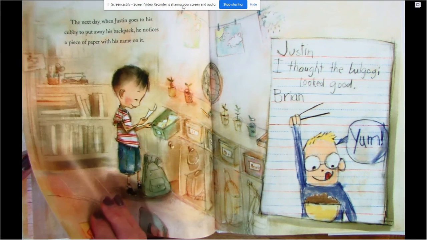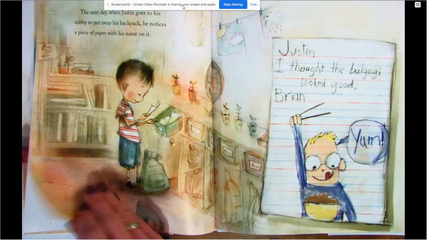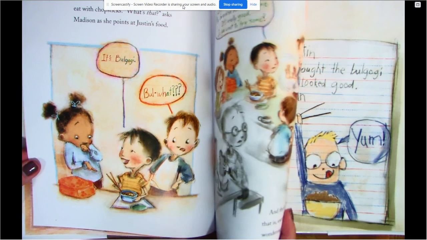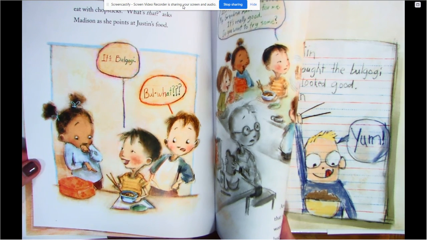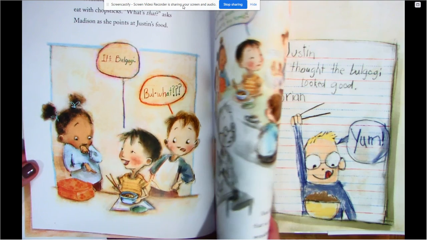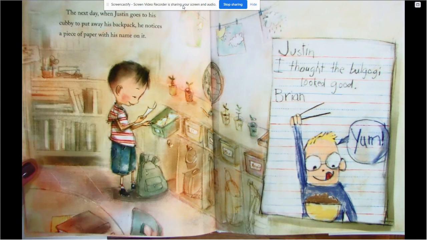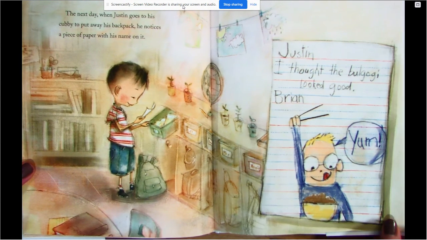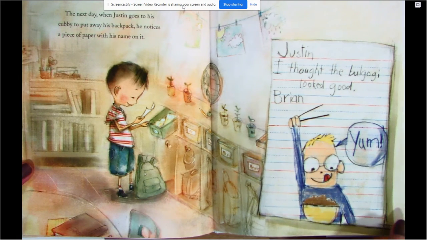I look back at the illustrations. Looks like Brian drew a picture of himself eating the bulgogi, the barbecued Korean beef. Even the facial expression in his picture looks happy, right? He likes it.